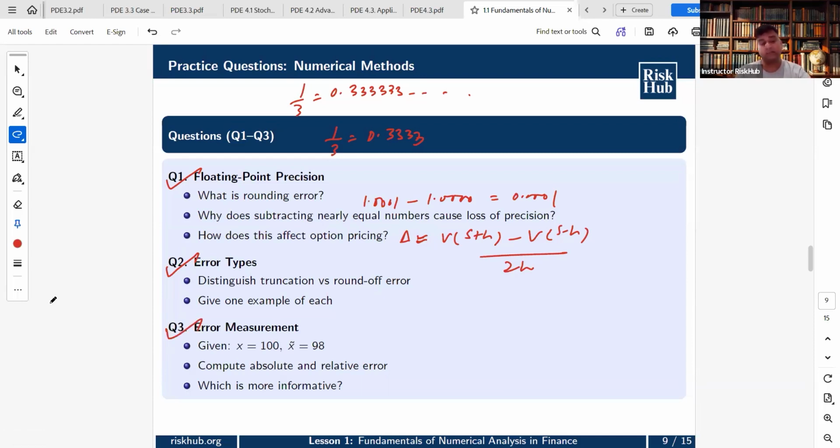Error measurement: x is equal to 100, x bar is equal to 98. x is the exact value, x bar is the approximate value.